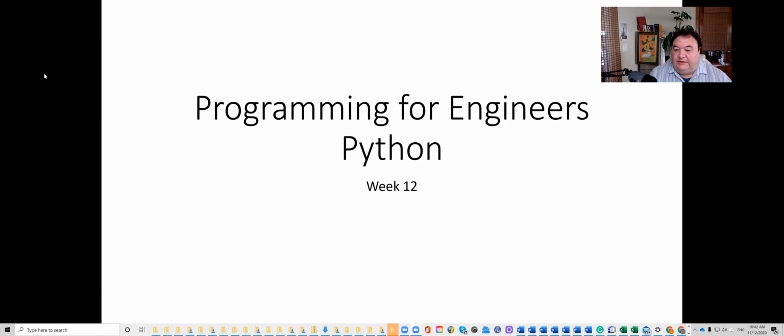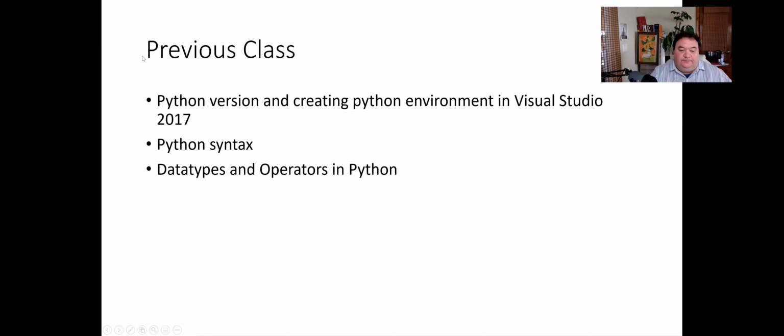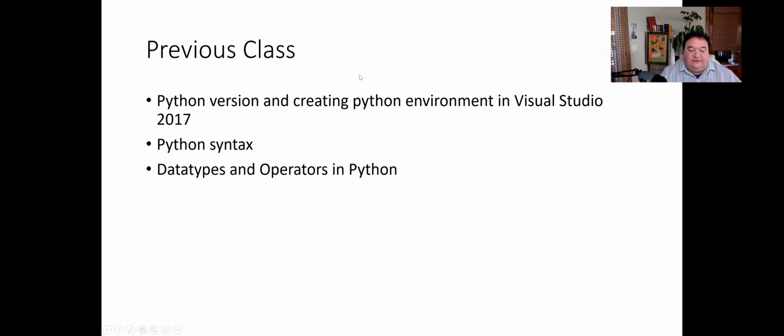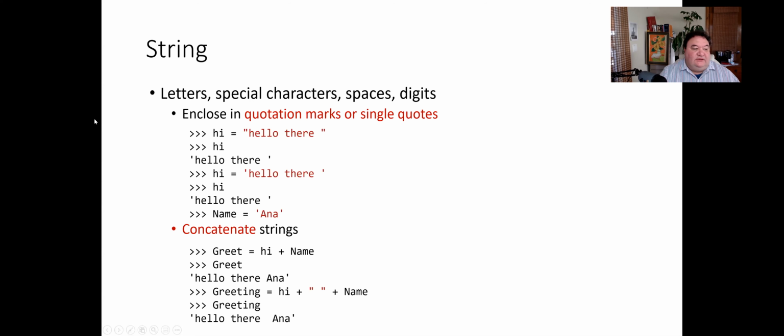So welcome to week 12 of Programming for Engineers. We'll continue with the Python language. Last time we looked at how to make Python available within Visual Studio so that we use the same environment, and we took a look at some of the foundations of the Python syntax and data types. Today we'll look at strings, input-output capabilities, and then some of the basics of branching and conditionals, including iterations and loops.